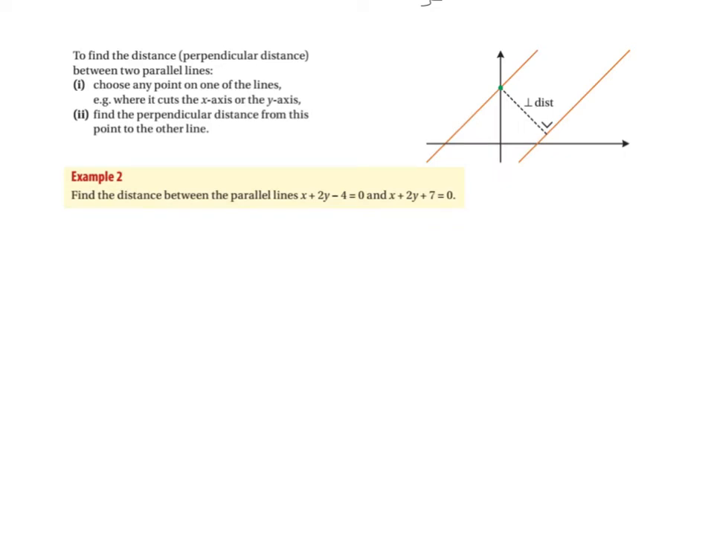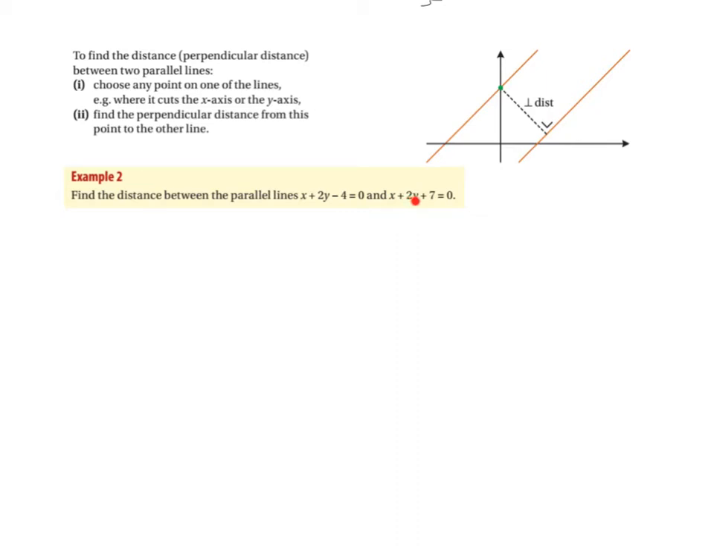To find the perpendicular distance between two parallel lines, what we need to do is just get a point on one of the lines and then find the perpendicular distance from there. So you can see here, we've been given two lines that are parallel, x plus 2y minus 4 is equal to 0, and x plus 2y plus 7 is equal to 0. You can tell that they are parallel, the slopes are the same. Minus a over b here will be exactly the same as minus a over b here, so that's not a problem.